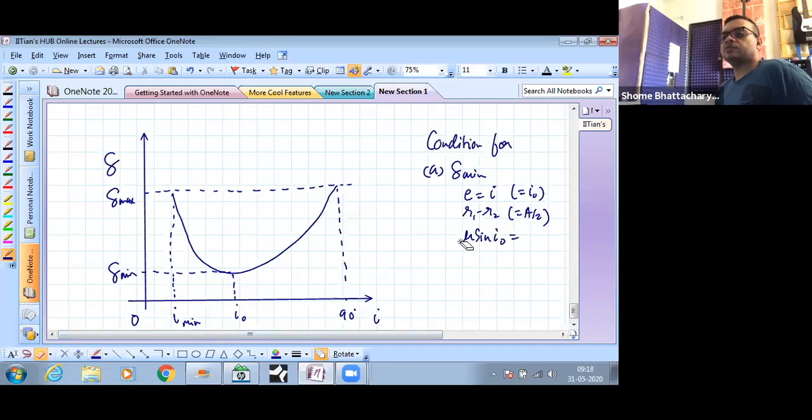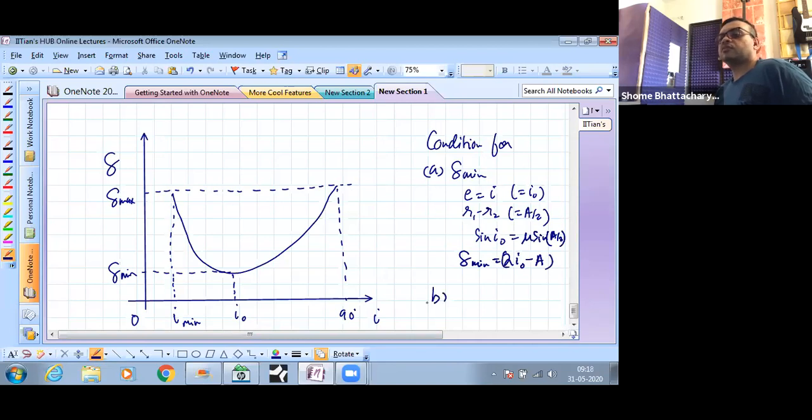And sine i naught is equal to mu sine A by 2, and that minimum deviation becomes 2 i naught minus A. Okay, so this is a simple way to remember how this works.